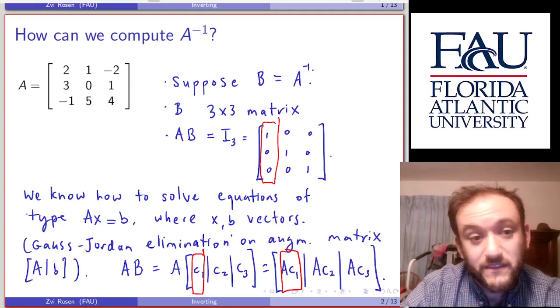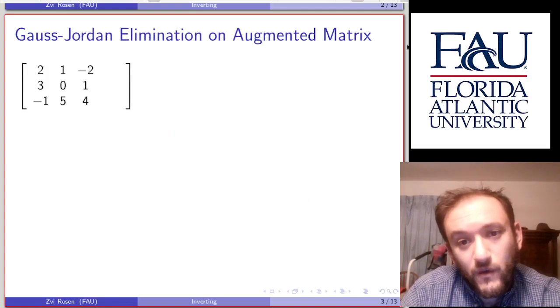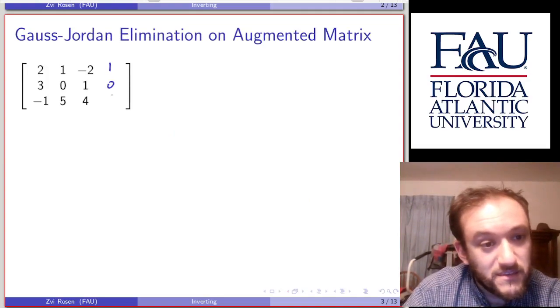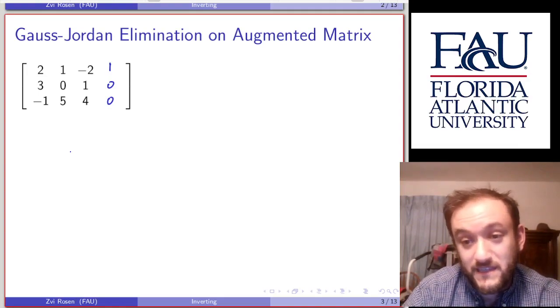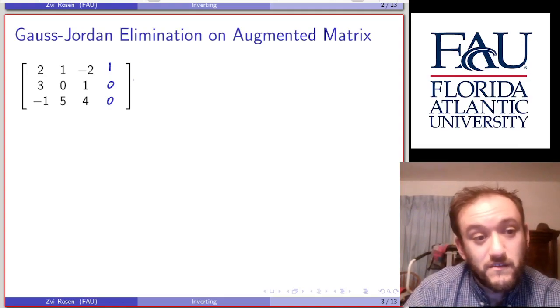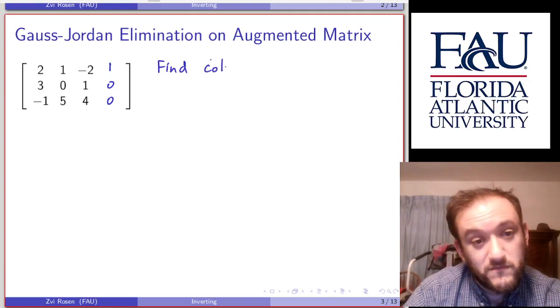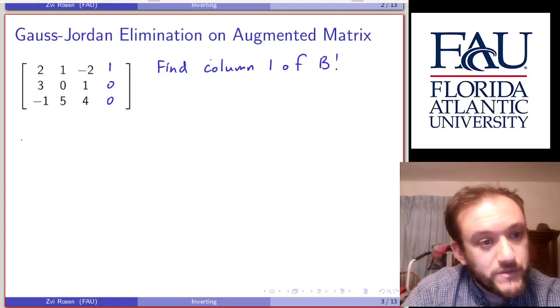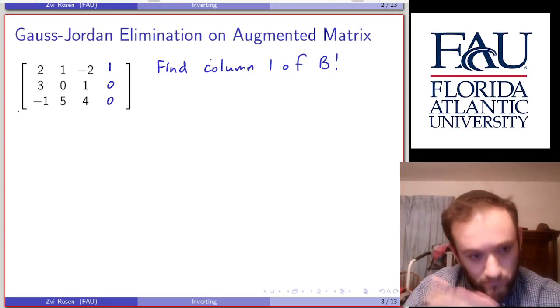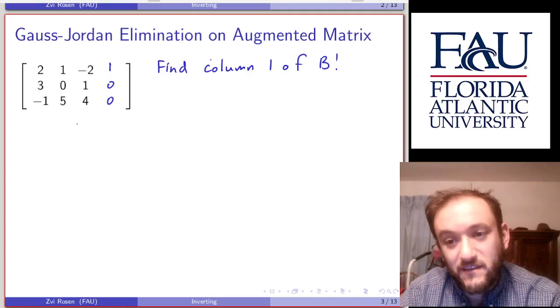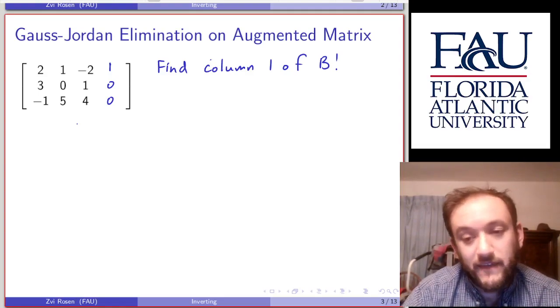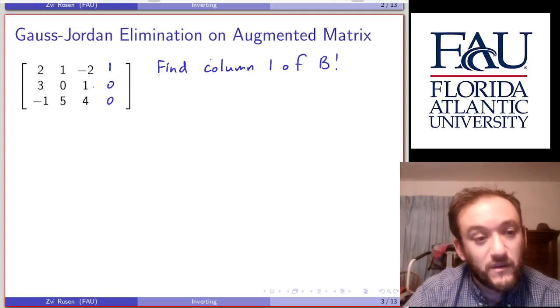Okay, so let's do exactly that. We will plug in this first column of the identity matrix, so this will help us find the first column of B. Okay, so let's do it. We'll do standard Gauss-Jordan elimination. We're always trying to get those leading ones and then eliminating everything else in the columns of the leading ones.